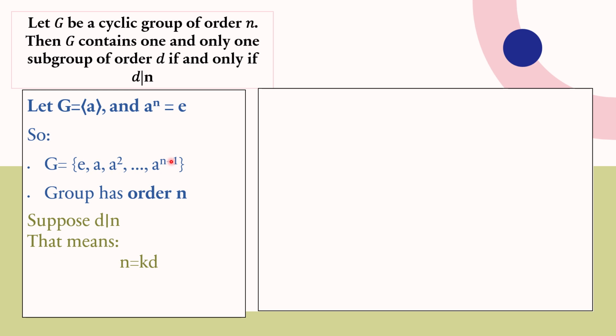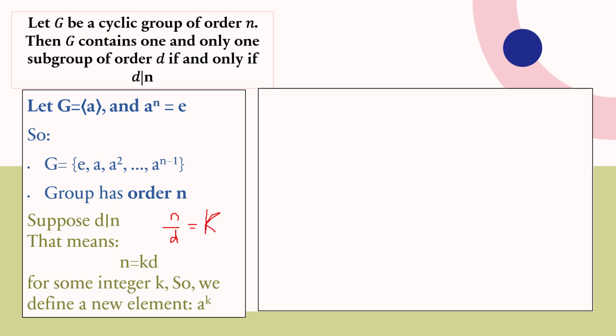Now this is what we're going to prove. Suppose d divides n. d divides n means n divided by d is an integer. We are going to assume that integer is k. So when you take d on the other side, n is equal to kd. Now what are we doing here? n is the order of the group, and d is the order of a subgroup, which we are assuming exists. We have to basically prove that there is a subgroup with order d.